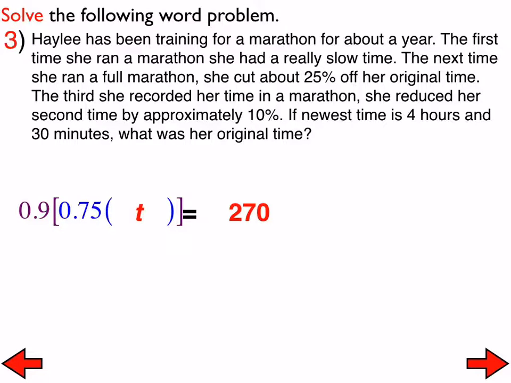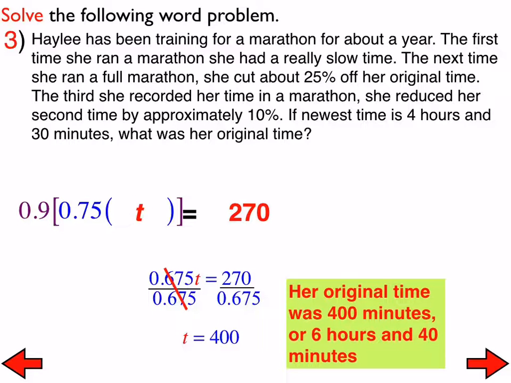So from here, we need to multiply once again. 0.9 times 0.75, that's 0.675. So we have 0.675 times your variable equals 270. Divide both sides by the 0.675, and you should get 400. So in the context of this problem, that means her original time was 400 minutes.